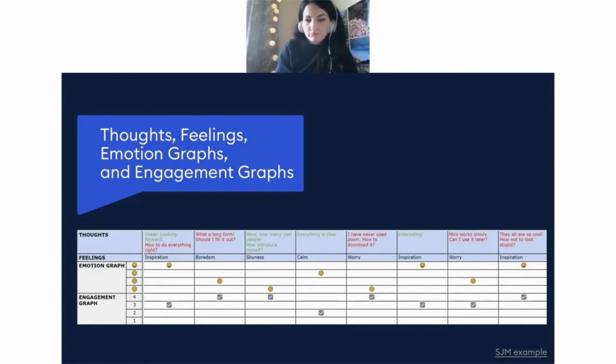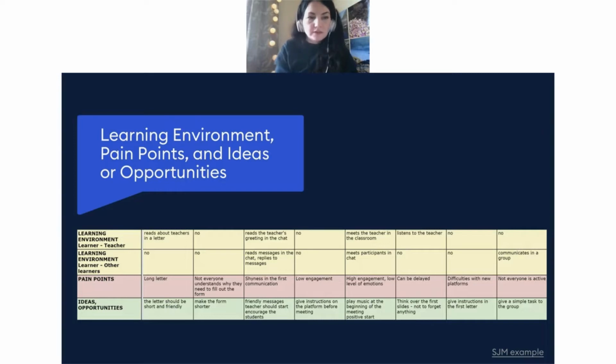Let's see what's next in this framework. You see that you can describe your learning environment. You can define the way your learners interact with different components of the learning environment, such as teachers, other learners, content, platform, etc. Also, you should collect these pain points. You should collect these ideas and write them down at the end of this table.